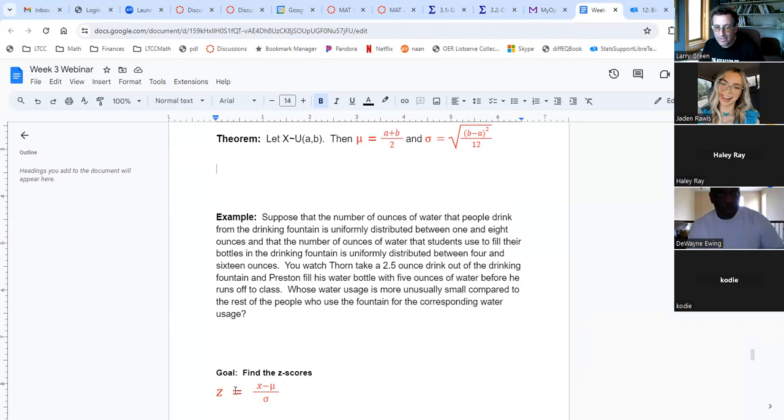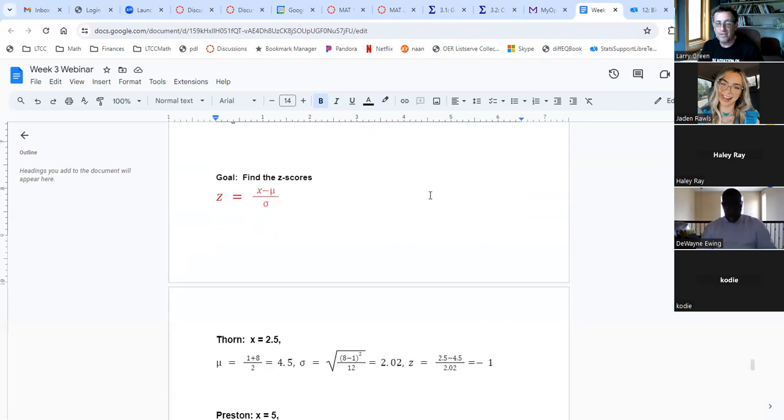So z, there was a formula we had in chapter 2, was x minus mu over sigma. And the good news is we have a formula for mu and we have a formula for sigma when you have a uniform distribution. Mu is a plus b over 2. Sigma is b minus a quantity squared over 12 and the square root of all that. Any questions? So then we do the calculation.